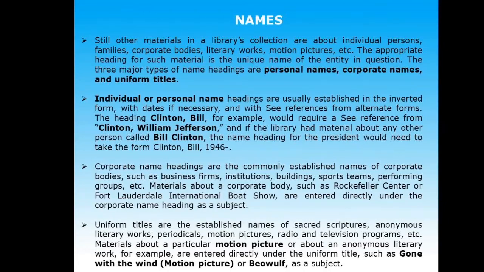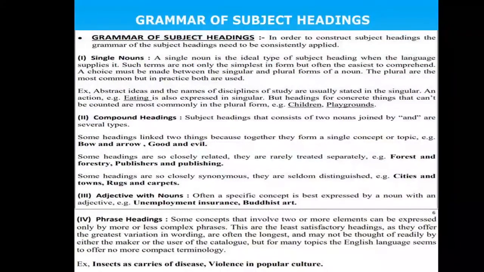Uniform titles are names of sacred scriptures, anonymous works where you don't know who the author is, periodicals, motion pictures, or radio and television programs. These can be directly entered under uniform titles, such as Gone with the Wind. It is a motion picture, so it is the uniform title. Fine. So names have three different types: personal names, corporate names, and uniform titles.